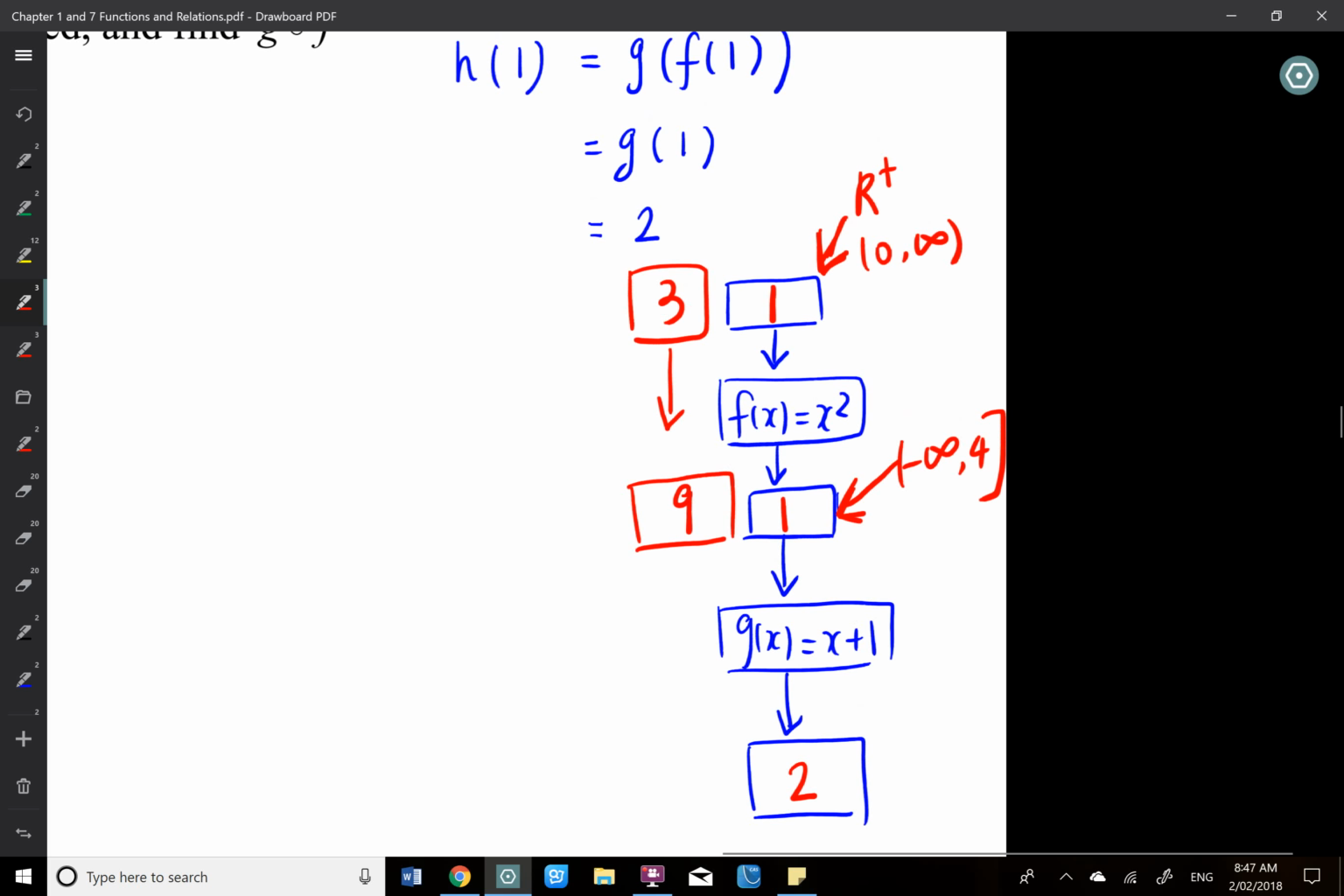Which means 3 satisfies the domain for f(x), but it's not satisfied for the domain of g(x) because of the larger number. So the domain of f(x) is not the domain for the whole composite function. That's the first misconception from students. Students always think the inner function's domain is always the domain for the whole composite function, which is wrong. Why is it wrong?